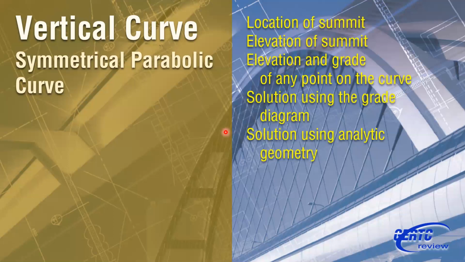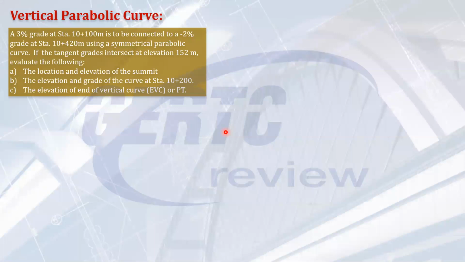Okay, so we have here our problem. A 3% grade at station 10 plus 100 meters is to be connected to a negative 2% grade at station 10 plus 420 using a symmetrical parabolic curve. If the tangent grades intersect at elevation 152 meters, evaluate the following. First, the location and elevation of the summit of the curve, the elevation and grade of the curve at station 10 plus 200, and the elevation of the end of the vertical curve, EVC, or sometimes we call it PT.